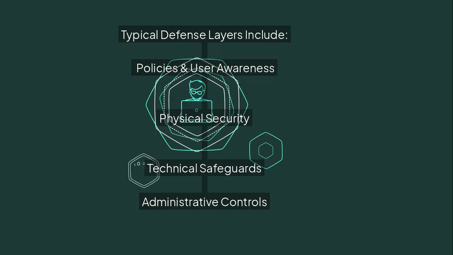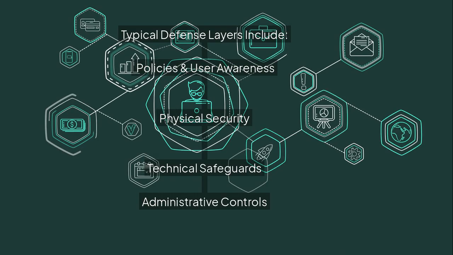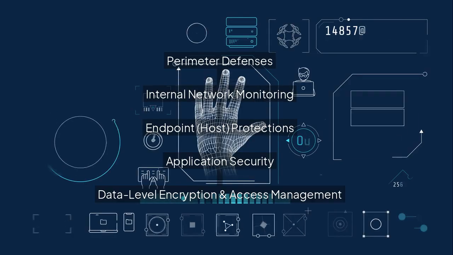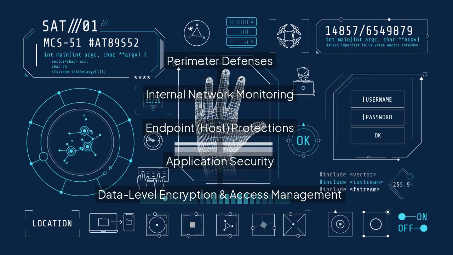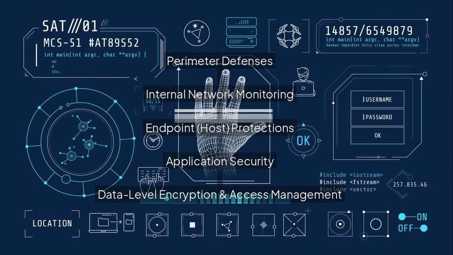Typical defense layers include policies and user awareness, physical security, technical safeguards, administrative controls, perimeter defenses, internal network monitoring, endpoint, host protections, application security, data level encryption, and access management.